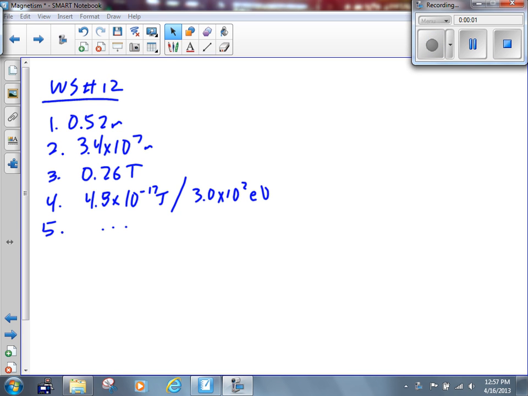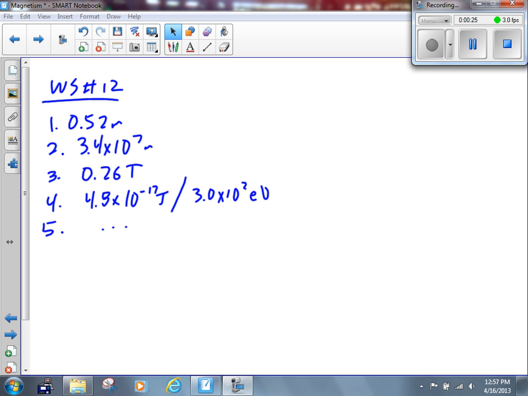See the answers to worksheet number 12 up on the board with the exception of number 5. We're going to go over number 5, so we won't bother giving you the answer here quite yet. Any other issues besides question number 5 on worksheet number 12 that we need to go over? 2, Sergio? 2 and 4? Okay.